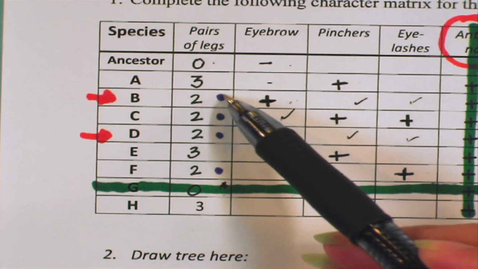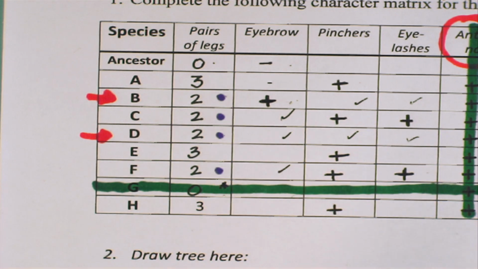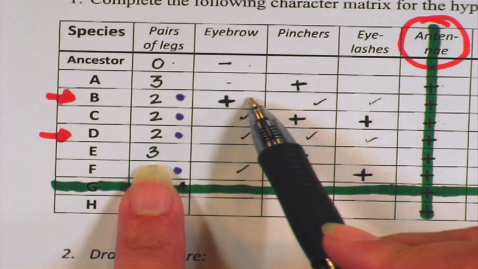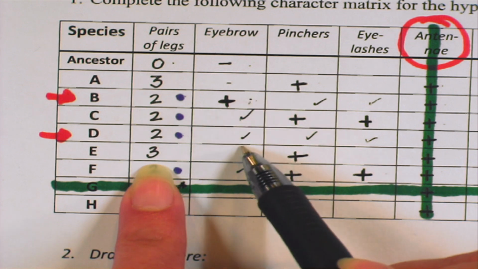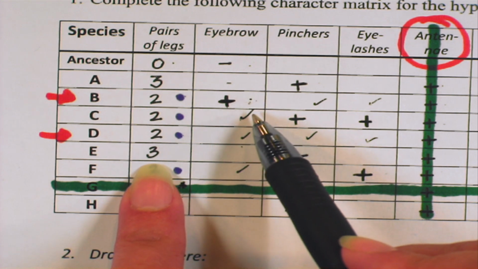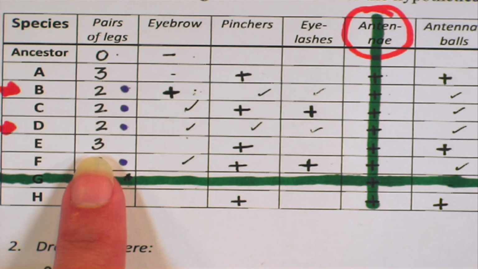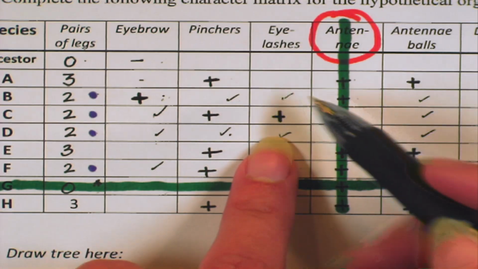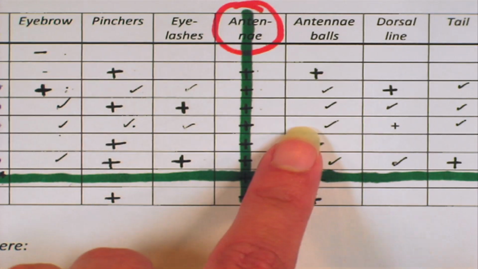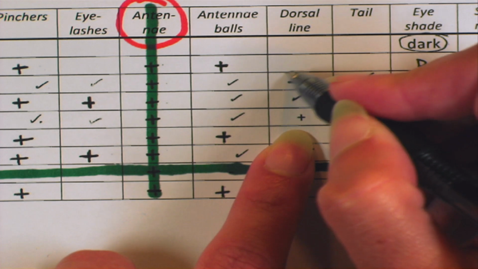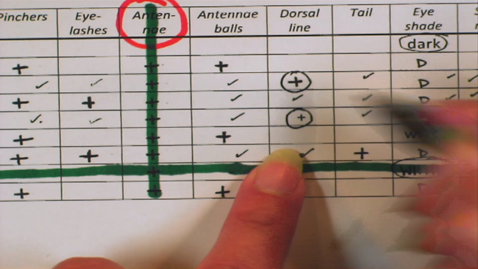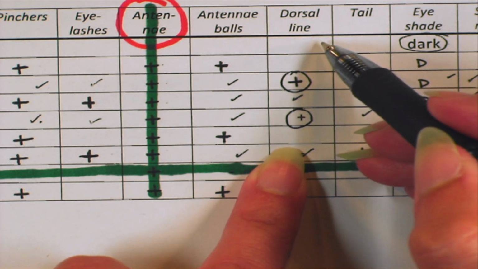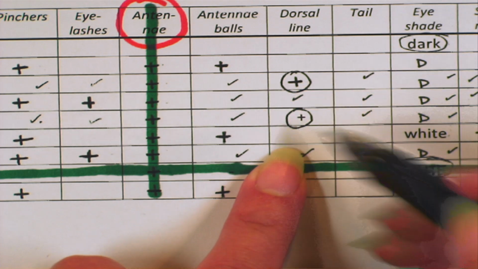All right, so B is going to have 2, D is going to have 2. We already counted for pairs of legs. B has an eyebrow. D does not, but B is the only one with an eyebrow, so I'm not going to worry about that right now, as you'll see. They both don't have pinchers. We're good there. They both don't have eyelashes. They both don't have antenna balls. Here's where they're different. They both have a dorsal line where the ancestor does not, but they're the only ones.